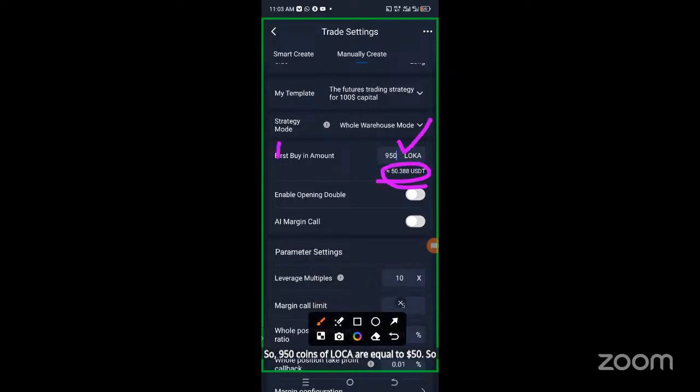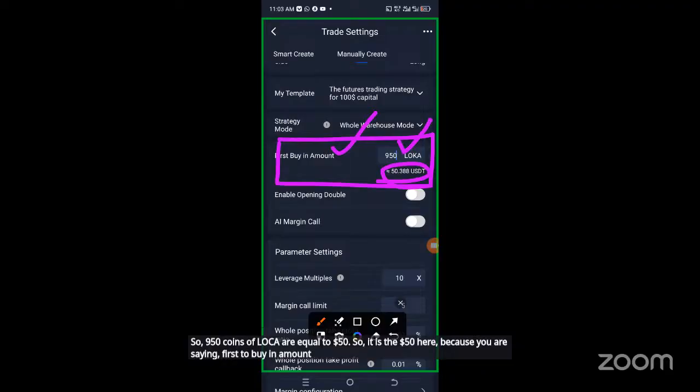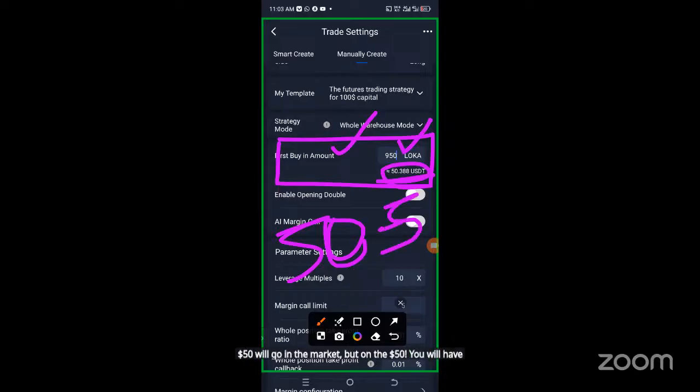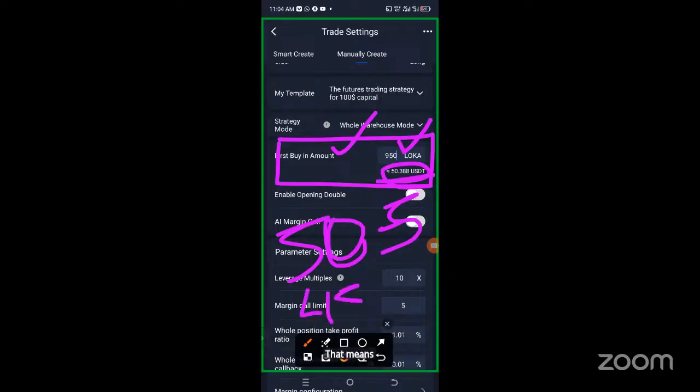So it is the $50 here because you are seeing the first buying amount. The $50 will go in the market, but on the $50, you will have $5 as your first buying amount. That means the $45 will be given to you by Binance in the form of a loan to use for trading. On the $50 that have gone in the market, I will only have $5 as my first buying amount.